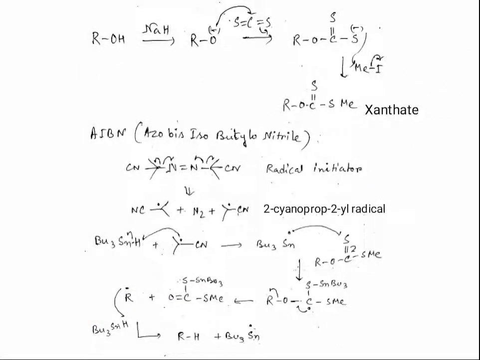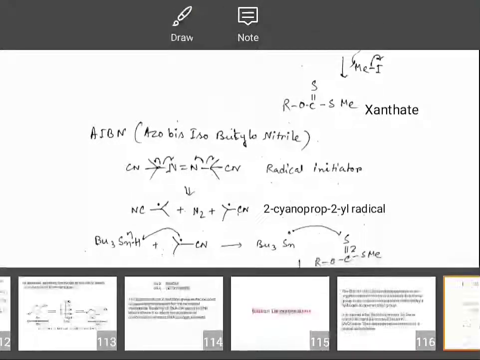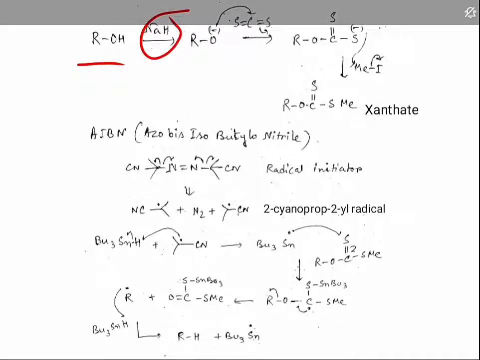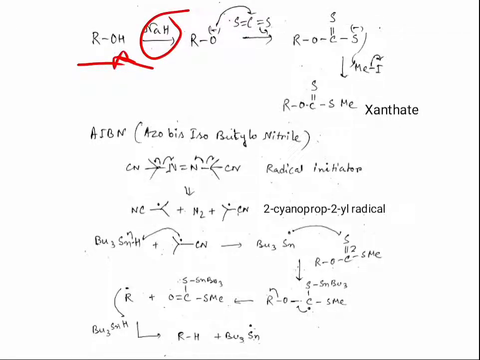I have shown this mechanism here. At first, take an alcohol and treat it with a base. The base will take up this proton and then you will get an alkoxide ion. This alkoxide will attack this carbon disulfide, CS2, and will form this structure. This sulfur anion will take up a methyl group from the methyl iodide and ultimately it will form a xanthate.